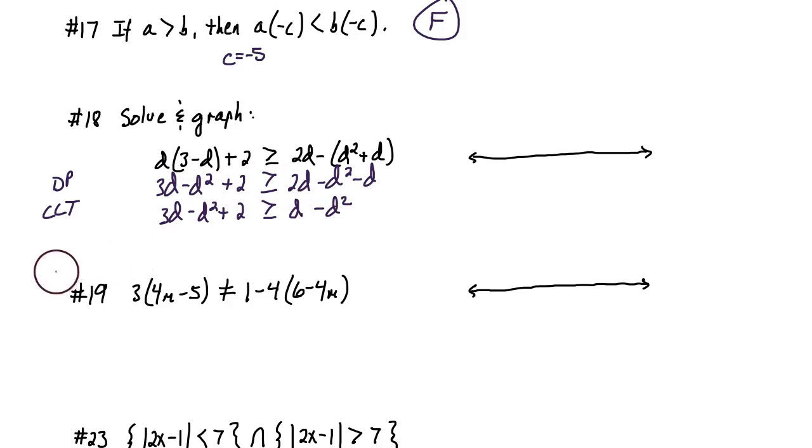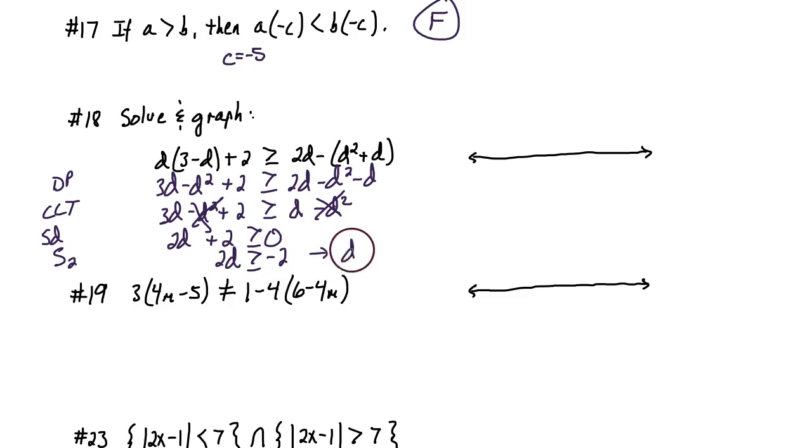Next, notice that there's a negative D squared on both sides. Through addition, those will cancel away. Now let's subtract D from both sides. We get 2D plus 2 is greater than or equal to 0. Now subtract 2. We get 2D is greater than or equal to negative 2. Therefore, D is greater than or equal to negative 1. To graph, you put negative 1, closed dot, and shade all the numbers greater than negative 1.